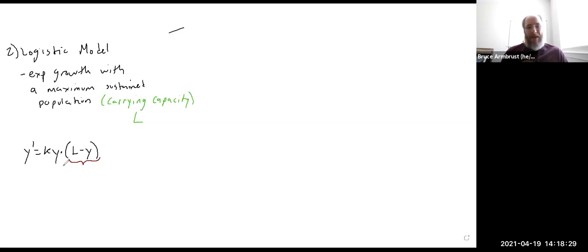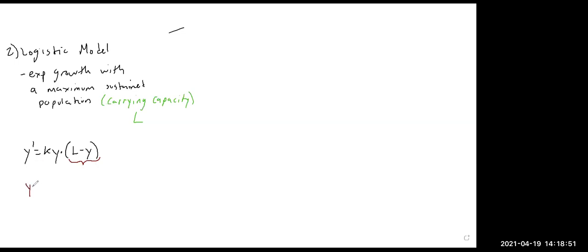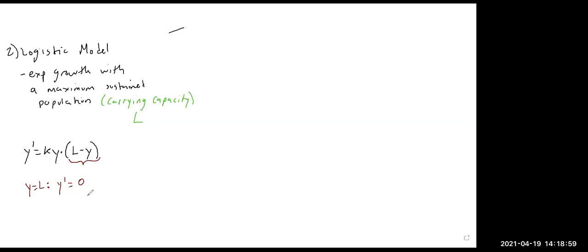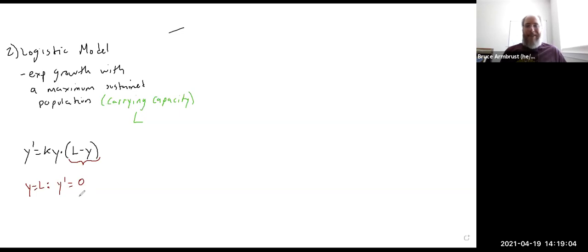And I want you to think about the consequences of this second part. Because that's different, right? The ky, we know what that does. That's making it grow exponentially. But what happens when we have an L minus y that we're attaching to it? Well, let's just start with, what if we're at the carrying capacity? What if y equals L? What happens here? It's all 0. Okay, yeah, so if y equals L, that tells us y prime equals 0. So what does that tell you about the population? It's constant. Doesn't go up, doesn't go down. We're at the capacity, we're just there.